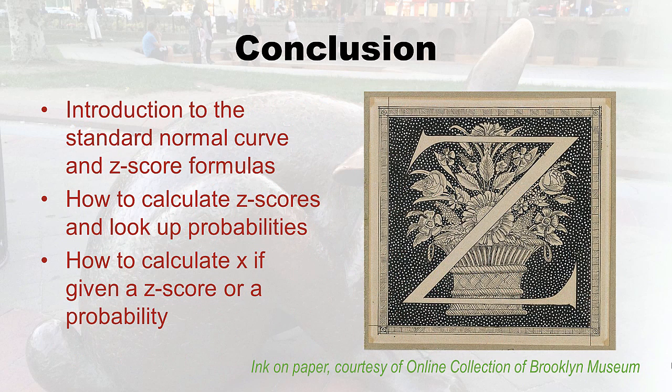So you made it through this long lecture about Z and about probabilities. I gave you an introduction to the standard normal curve and to those two Z-score formulas. I showed you how to calculate Z-scores and how to look up probabilities. And I also showed you at the end how to calculate X if given a Z-score or a probability.